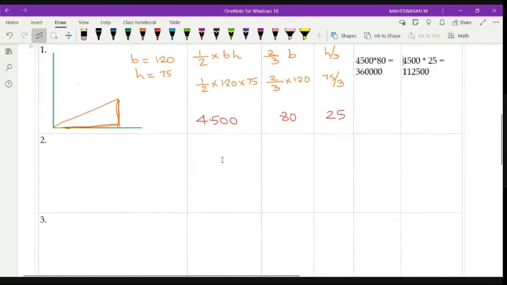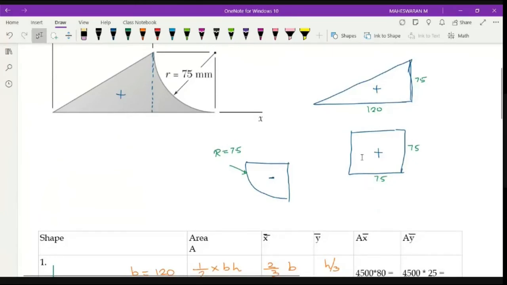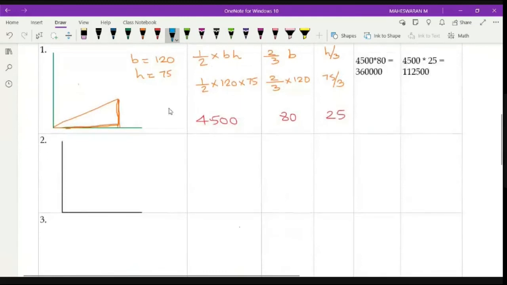So the next step is I'll go for the next one. I'll go for this square. I have the square. Okay, so let me draw the square here.